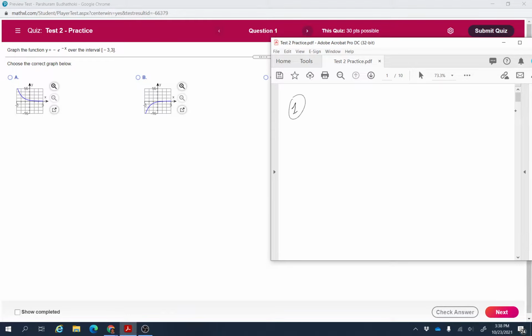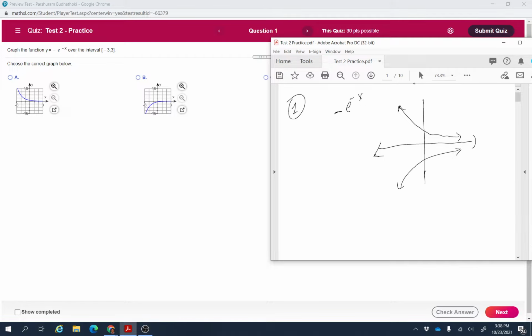So we already know the graph for e to the power minus x, it should look like this. But in this case we have the negative of that, so it's a reflection about the x-axis. So this is the graph we're going to get.